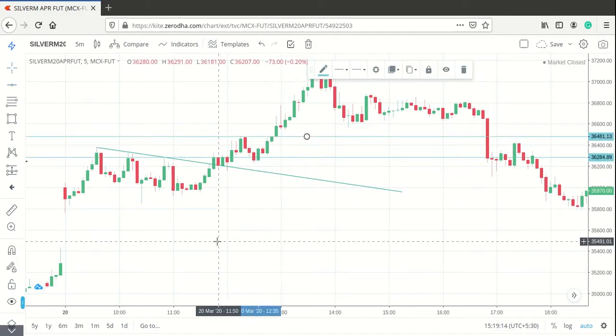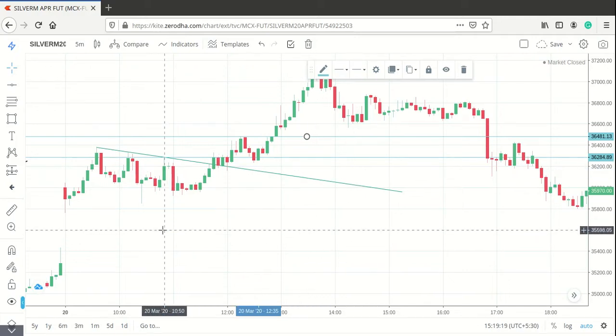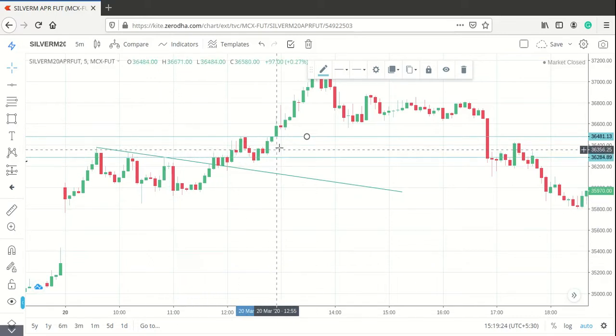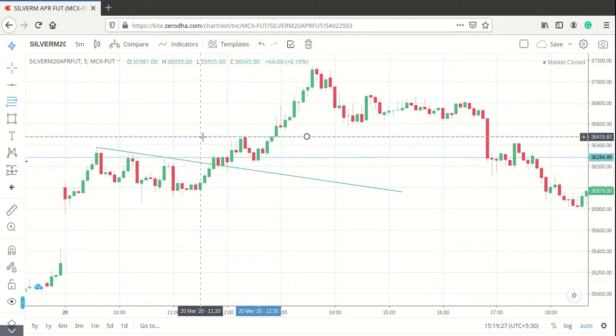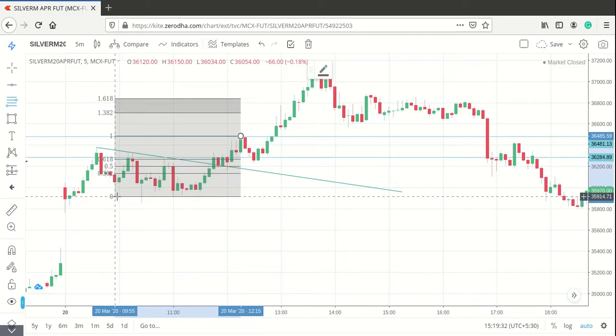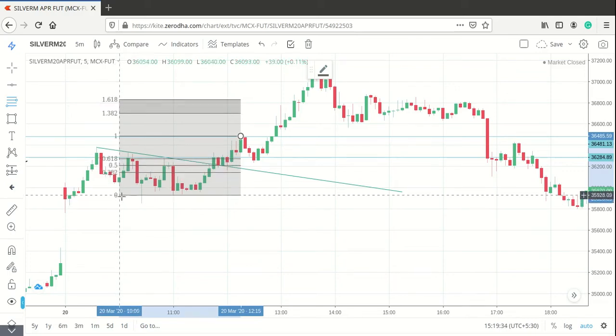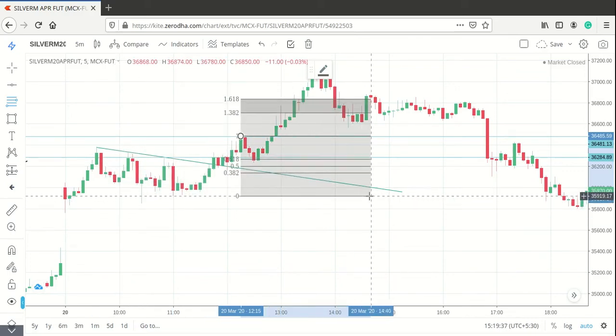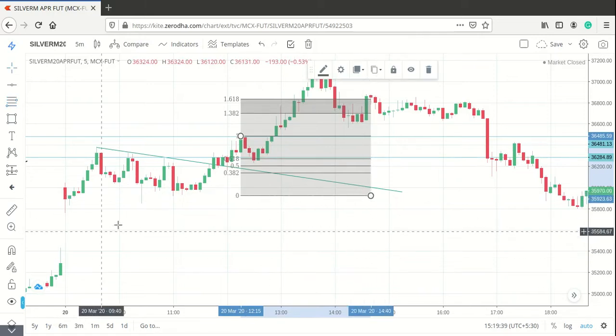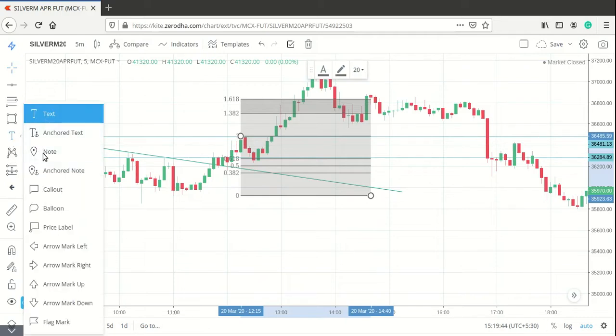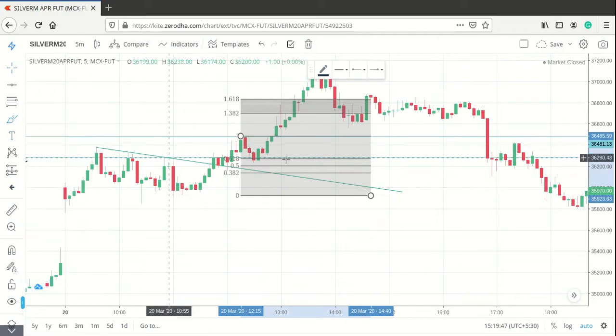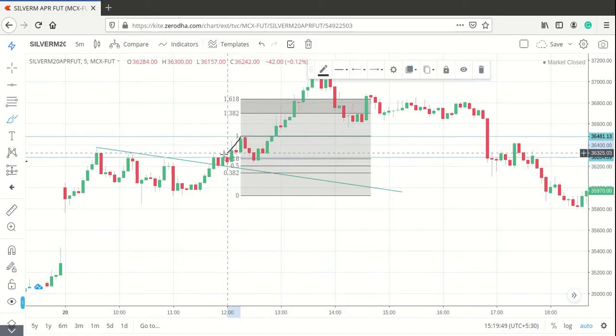So we can surely say that a new trend has been established and we can enter this trend on retracement. To get a good idea as to till where the retracement will be coming, we'll put Fibonacci on this. I've drawn the Fibonacci on the swing that actually broke this trend line. So this is the swing that we have taken.